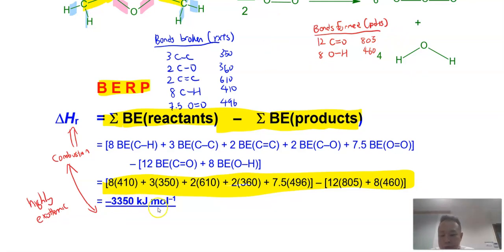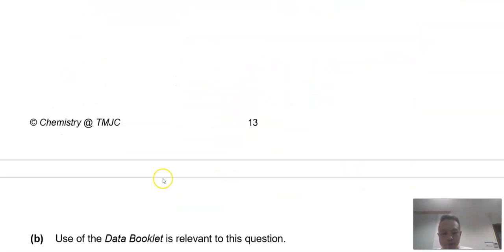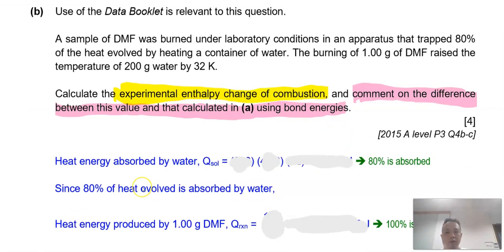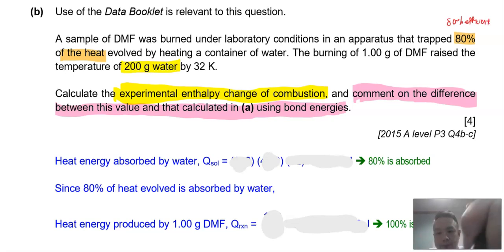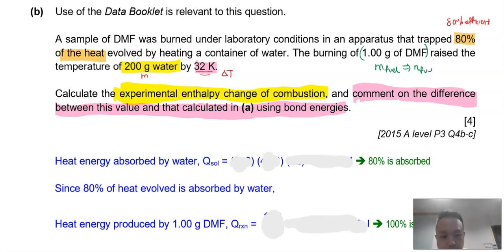Okay, so moving on from this calculation, in part B, the question goes on to say that you have a sample that's burned, and you only trap 80% of the heat. So in this case, it's only 80% efficient. And then what happens is that 200 grams of water, this is your mass of water, and 32 Kelvin, this will be your delta T. The 1 gram of DMF is definitely not your m. In this case, this is the mass of your fuel, which means you can find the number of moles of fuel.